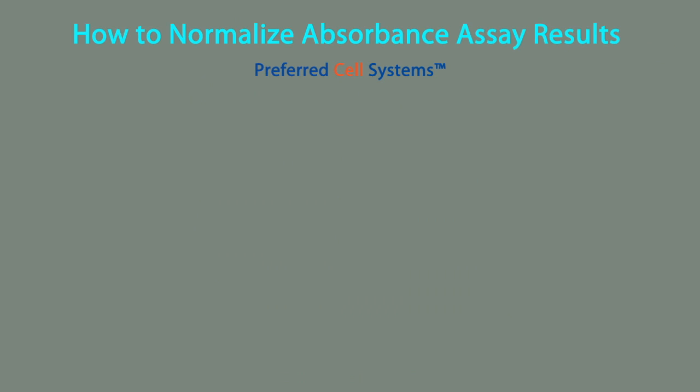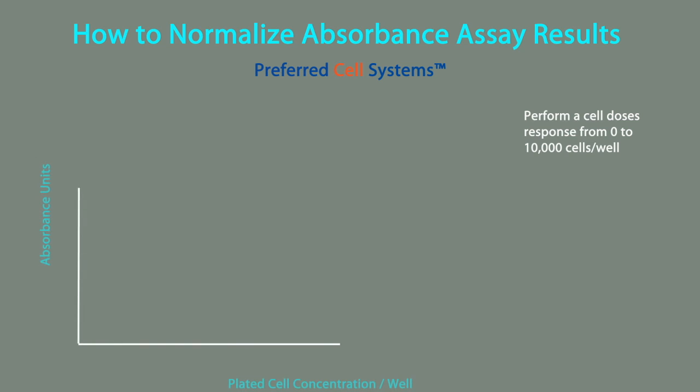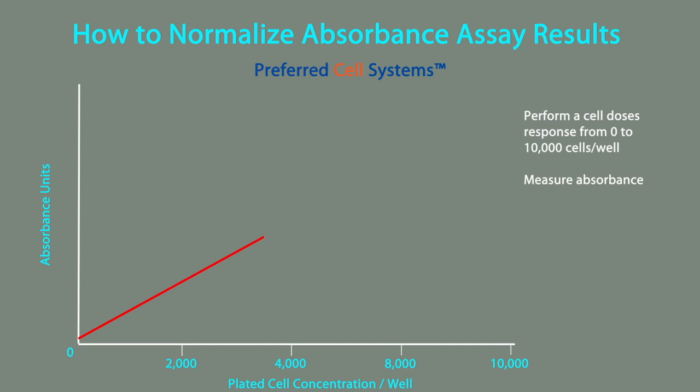We'll now briefly consider normalization of the assay. Since the method determines the number of live viable cells, the assay can be normalized by performing a cell dose response curve in parallel with the samples being measured. Always include a 0-cell control. A typical cell dose response curve may include cell concentrations from 250 cells to 10,000 cells per well, each in 0.1 milliliters of total volume.